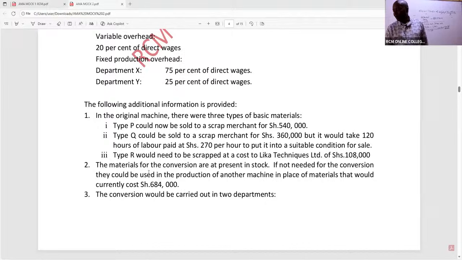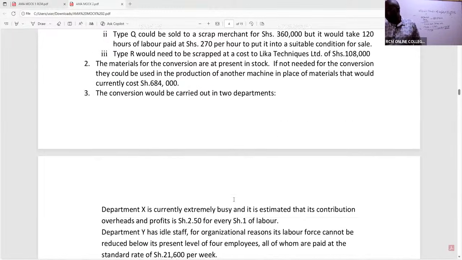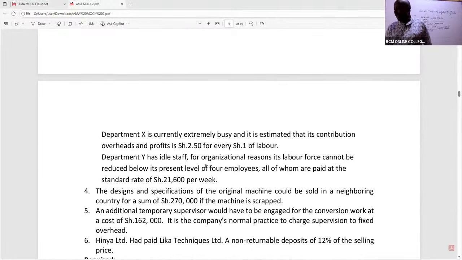Two, the materials for conversion are at present in stock. If not needed for the conversion, they could be used in the production of another machine in place of materials that would currently cost 684,000. The conversion would be carried out in 2 departments. Department X is currently extremely busy, and it is estimated that its contribution to overheads and profits is 2.5 for every shilling 1 of labor. Department Y has idle staff. For organizational reasons, its labor force cannot be reduced, so it's idle.